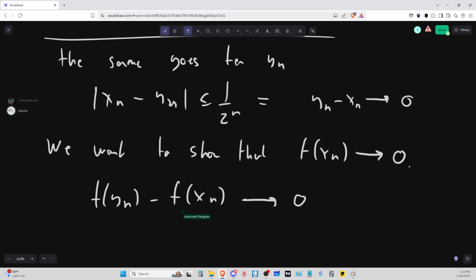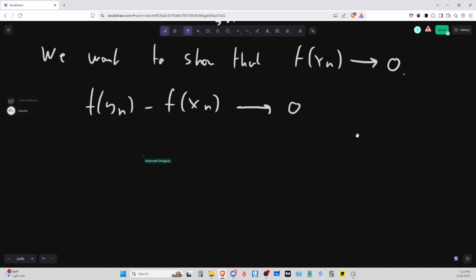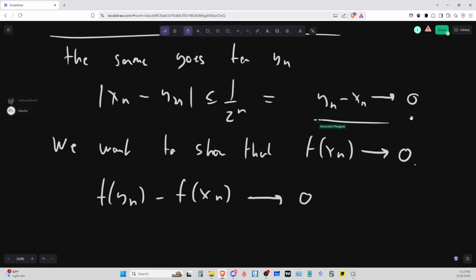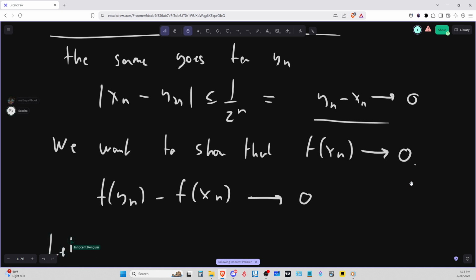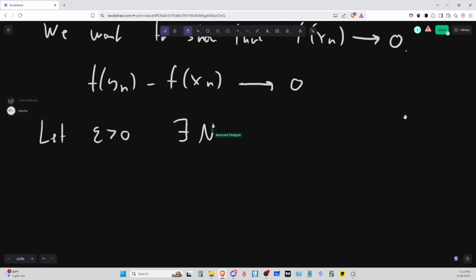Can we show that actually? Yes, that just follows from the Lipschitz properties. We have that y_n minus x_n is going to 0. So we also have that f of y_n minus f of x_n has to go to 0. Maybe here I can do this quick proof. Let epsilon be positive. Then there exists some rank N such that for all n bigger than N, we have that y_n minus x_n is less than or equal to epsilon over 4.